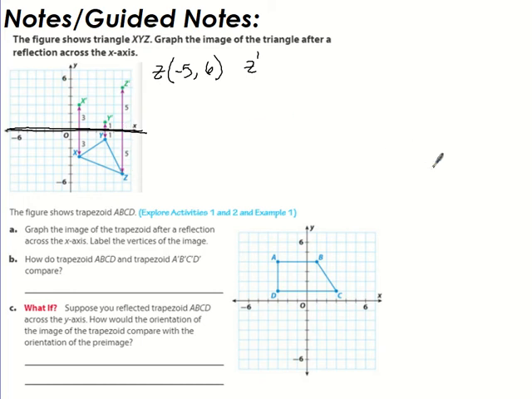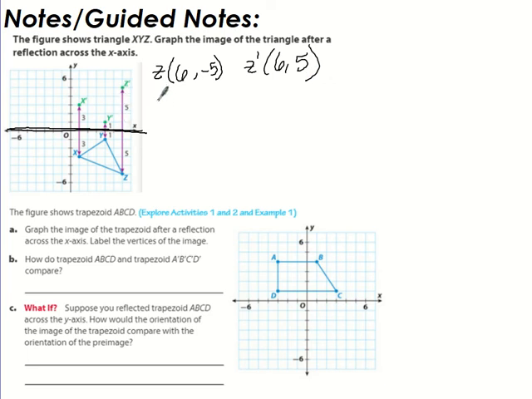Oh, I have these totally flipped. Okay, hold on. Sorry, I put my y's and my x's backwards. So z is at 6, -5. All right, 1, 2, 3, 4, 5, 6, yeah. And then you'll see that z prime is at 6, 5. There we go. So see, 1, 2, 3, 4, 5.